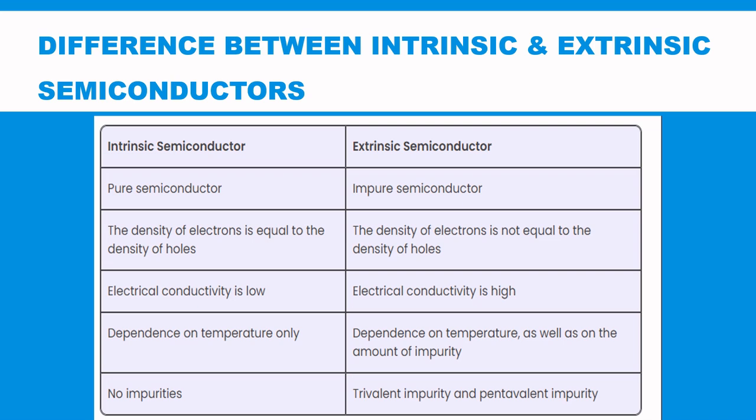In an intrinsic semiconductor, as it is a pure semiconductor, the electrical conductivity is low. In an extrinsic semiconductor, the electrical conductivity is high. Intrinsic semiconductors depend on temperature only. Extrinsic semiconductors depend on temperature as well as on the amount of impurity. And as I told you, in an intrinsic semiconductor, no impurities are present. But in an extrinsic semiconductor, trivalent and pentavalent impurities can be used.